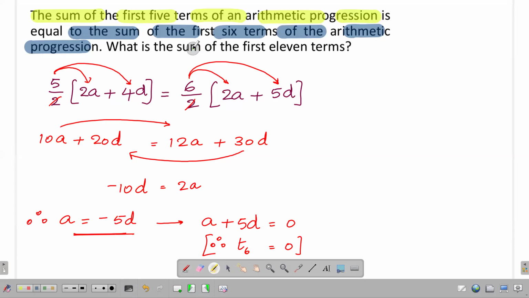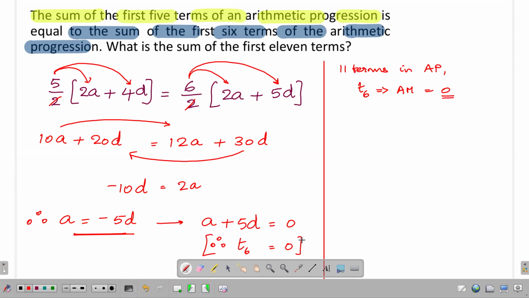You are asked to find the sum of the first 11 terms. By observation, I can say that if you consider 11 terms which are in AP, the sixth term, that is (11 plus 1) by 2, is going to be the arithmetic mean. And that arithmetic mean is equal to 0. You can see that is happening here. The sixth term is 0. Did you get the point?